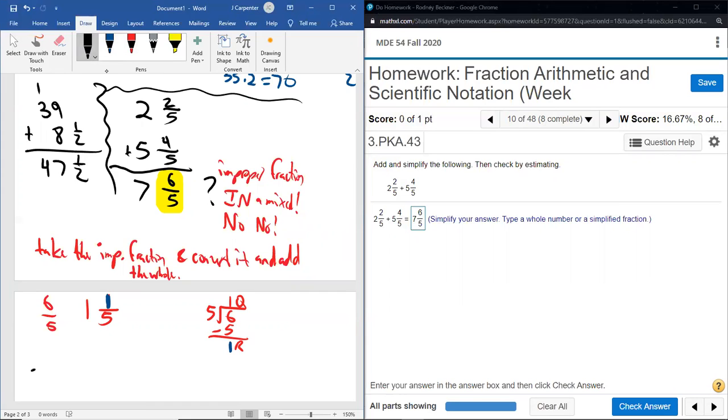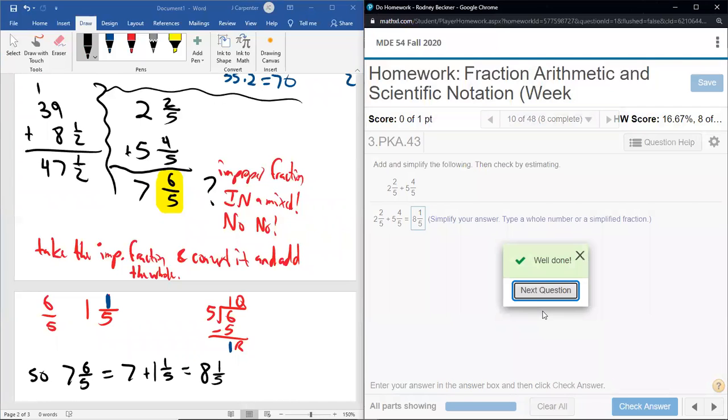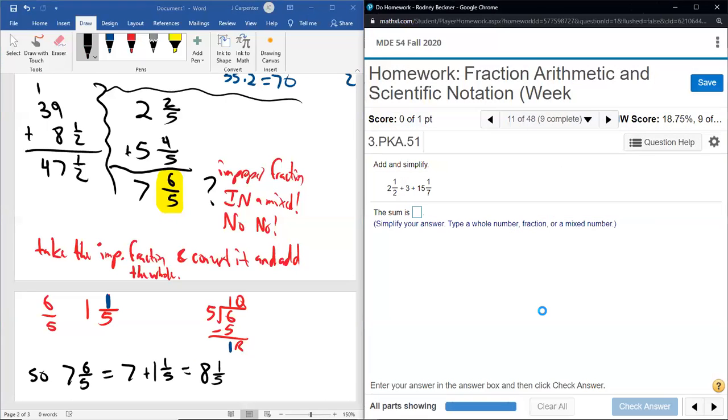So the 7 6/5 is now 7 plus 1 1/5. And 7 plus 1 is 8. So the answer should be 8 1/5. Let's try that out. Mixed number 8 1/5. Drum roll. Now we got it right. Same number, just looks different.